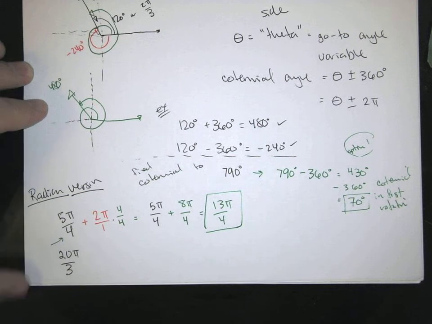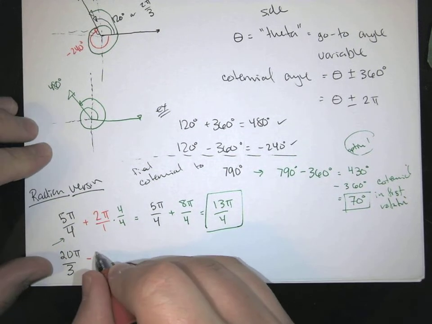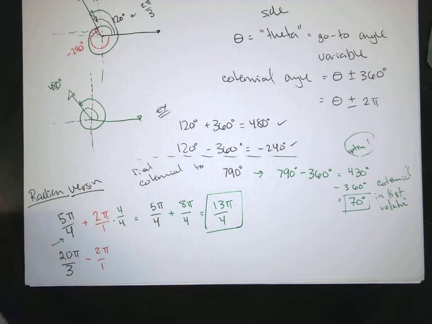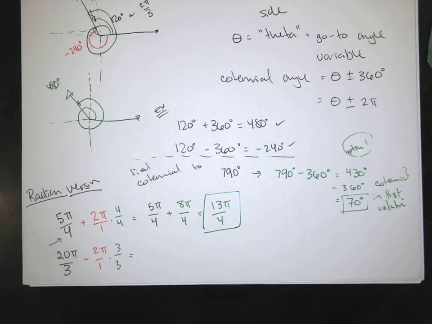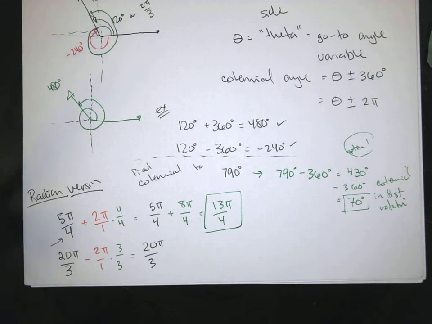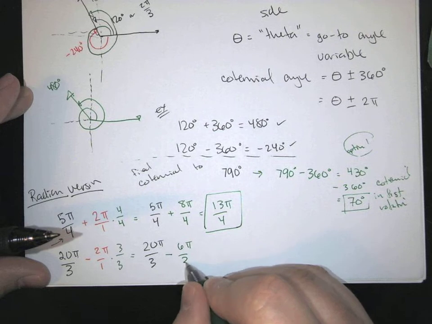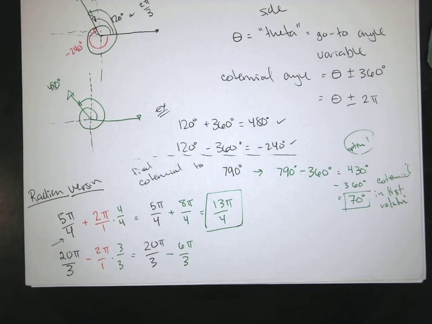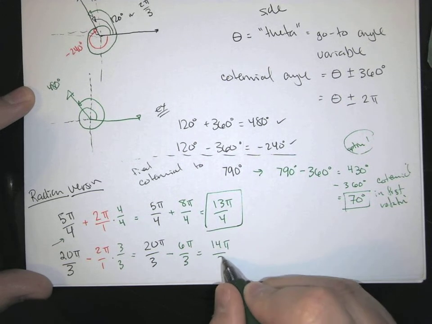20 pi over 3, and we wanted to find a smaller coterminal angle. That would be a matter of subtracting 2 pi, again over 1, right? We're going to have to get common denominators, so that's going to be times 3 instead. If we run through this calculation, 20 pi over 3, every 2 pi is going to be 6 pi over 3. So if we do some subtractions here, where are we going to end up? 20 minus 6 would get us to 14 pi over 3.